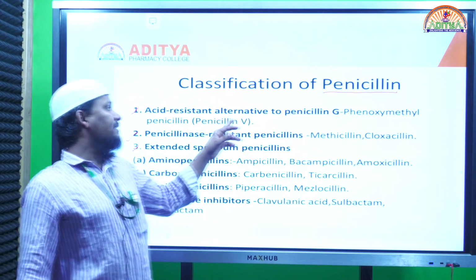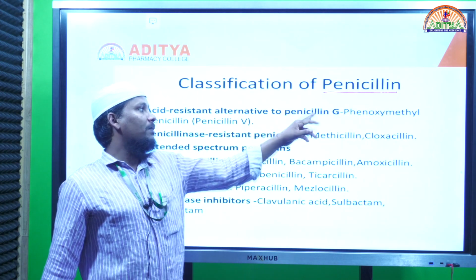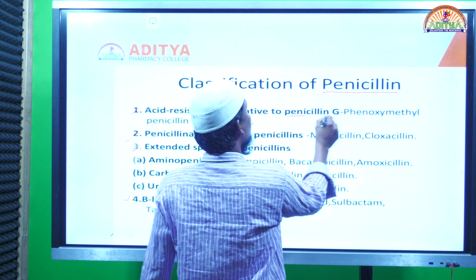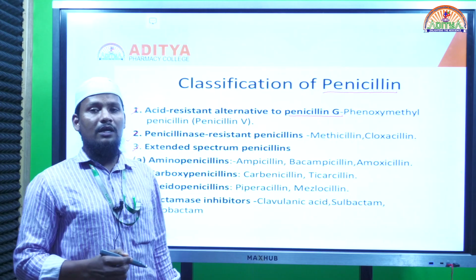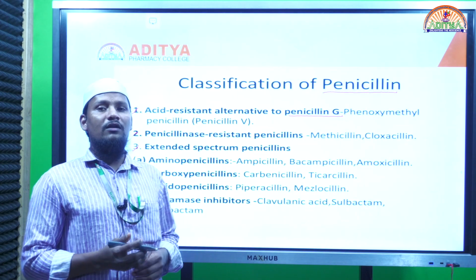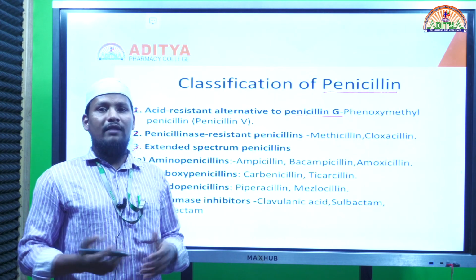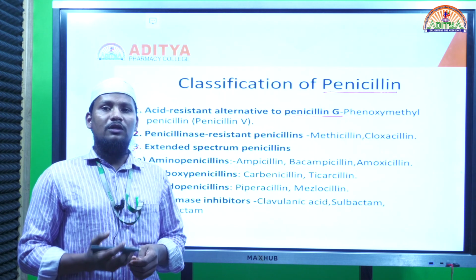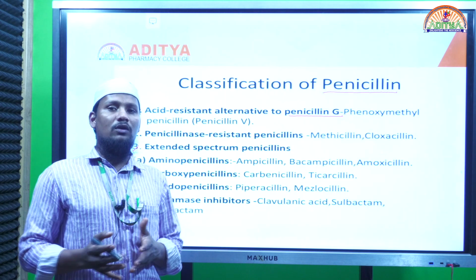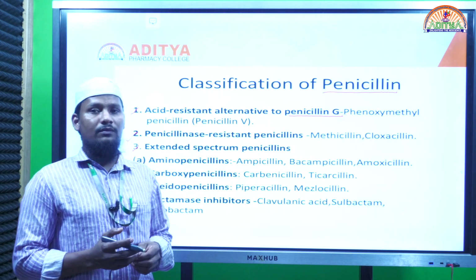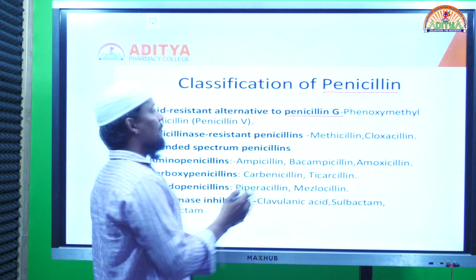When coming to the acid resistant alternative to penicillin G, in general penicillin G is acid sensitive. When we take penicillin through the oral route and it enters the stomach, penicillin G comes into contact with the stomach hydrochloric acid and gets degraded. Okay, so this is called penicillin G.